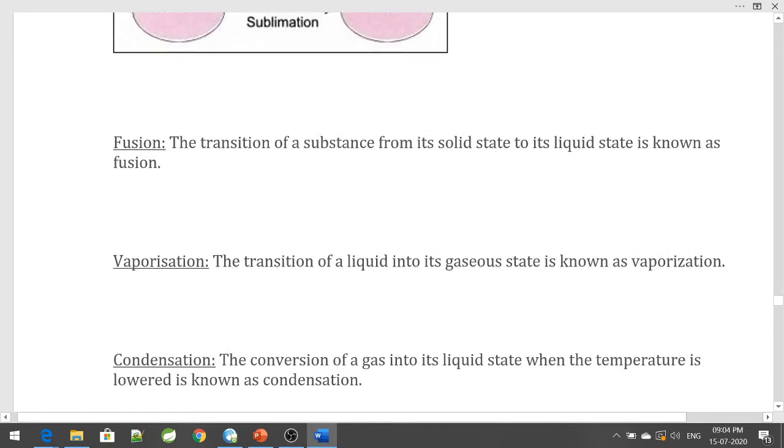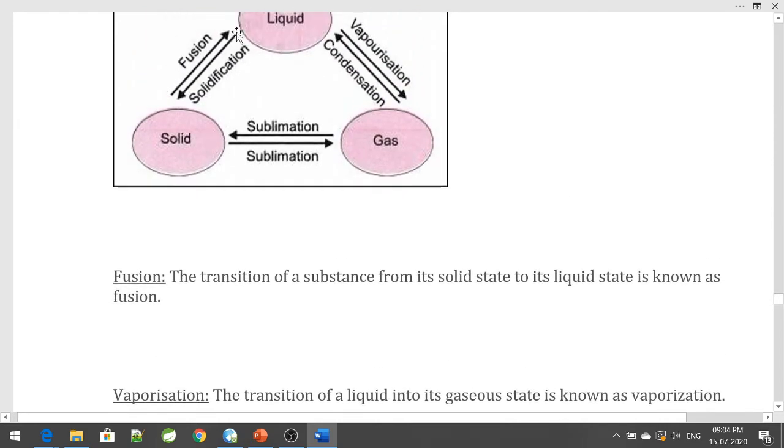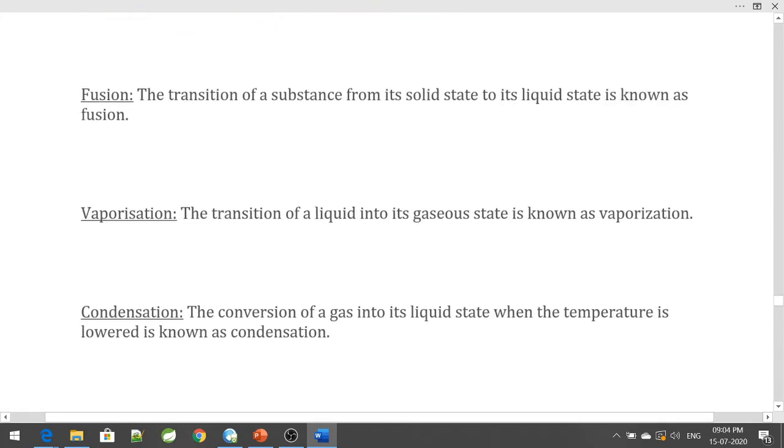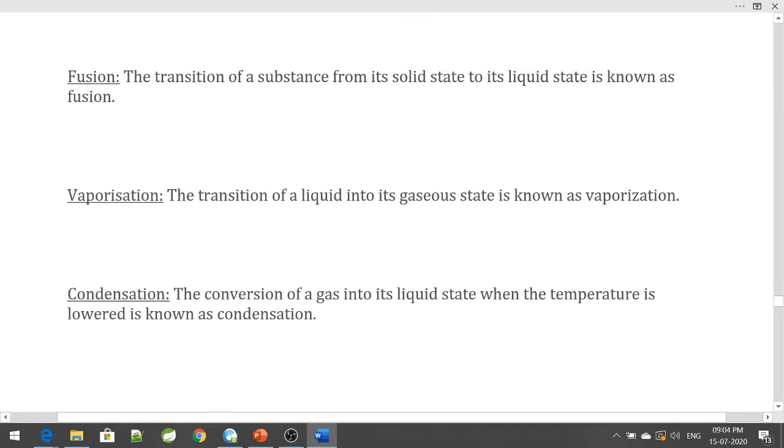Fusion. What is fusion? The transition of substances from its solid state to its liquid state, from solid to liquid state, is known as fusion. Vaporization. Here is the vaporization. Liquid to gas. The transition of liquid into its gaseous state is known as vaporization.